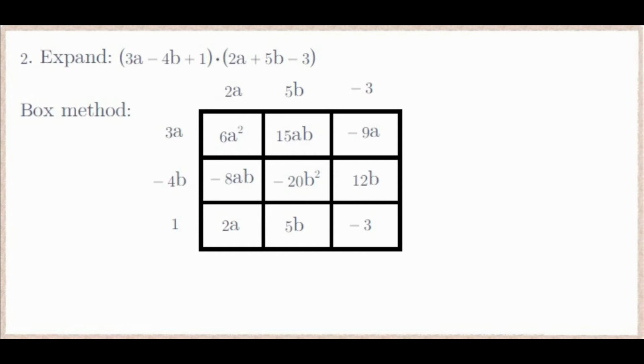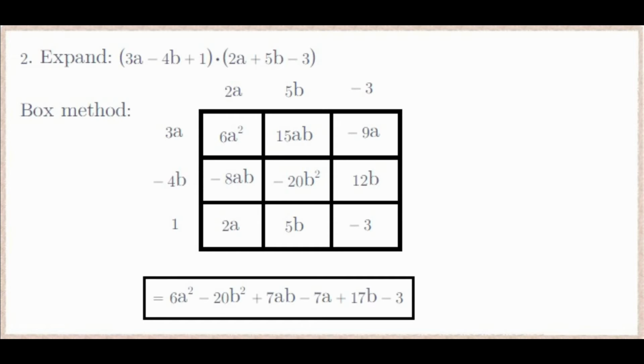So then again, we would get the terms 6a squared, 15ab, minus 9a, negative 8ab, negative 20ab, 12b, and 2a, 5b, negative 3. So then again, adding this all together, we would end up with 6a squared minus 20b squared plus 7ab minus 7a plus 17b minus 3.